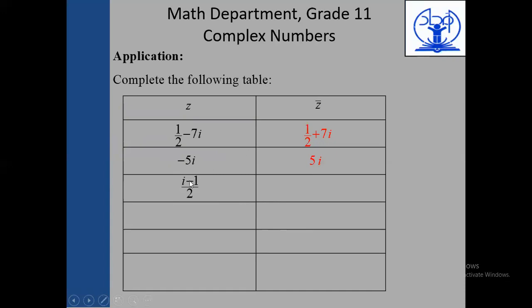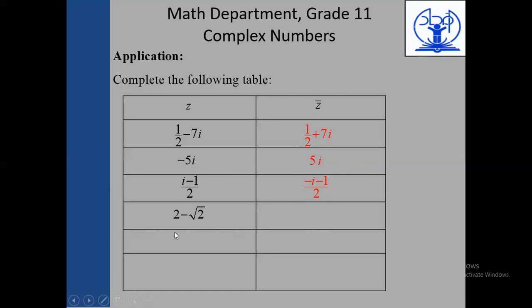You need to keep the real part, which is minus half here. So you need to keep the minus for the 1, but the coefficient of i should be multiplied by minus 1. So the conjugate will be minus i minus 1 over 2. So the real part stays untouched.